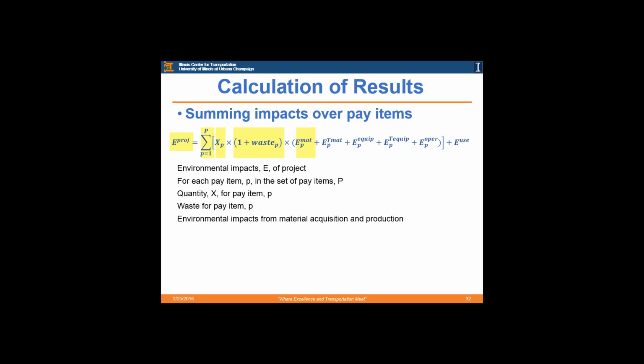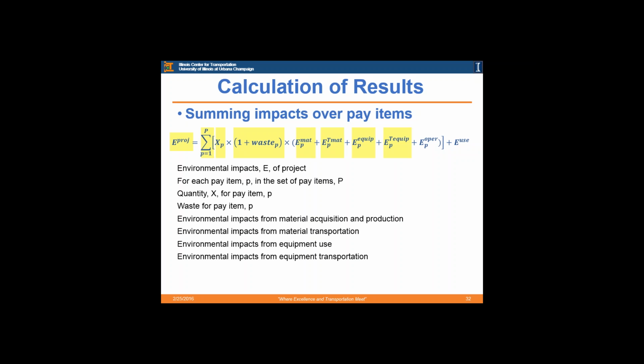And then we have the environmental impacts from acquiring and producing the material. We have the environmental impacts from transporting the material to the site. And then we have environmental impacts from the use of the equipment itself, environmental impacts from the transportation or mobilization of the equipment, and then environmental impacts from other processes, such as mixing in the plant. And then finally, outside of that is the use impacts from, for example, vehicles driving on the pavement or changing the light bulbs in the lighting module.